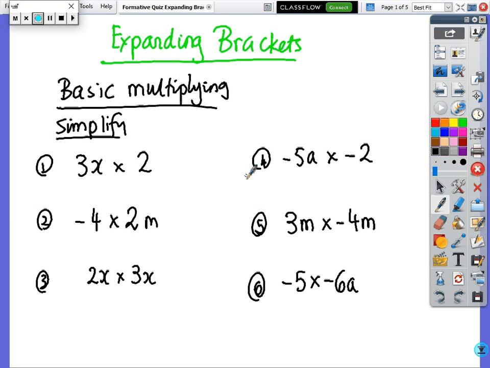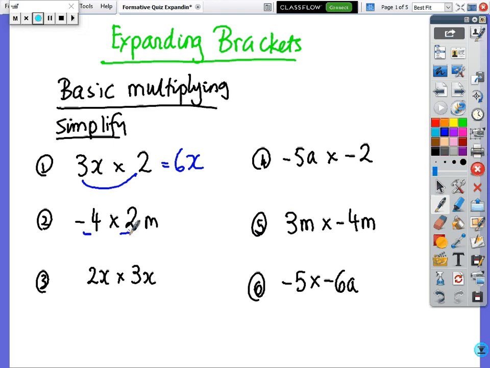Okay, so we're looking at a video on expanding brackets, and we're going to start with some core skills of just multiplying terms. So could you have a go at those 6, and when you're ready, come back. Okay, so we've got 3 times 2 is 6, so the answer will just be 6x.